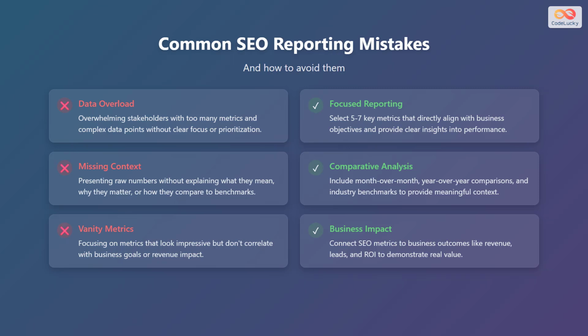Second mistake is missing context, which is presenting raw numbers without explaining what they mean, why they matter, or how they compare to benchmarks. The solution for this is comparative analysis, include month-over-month, year-over-year comparisons, and industry benchmarks to provide meaningful context. The third mistake is focusing on vanity metrics, which look impressive but don't correlate with business goals or revenue impact. The solution for this is business impact, connecting search engine optimization metrics to business outcomes like revenue, leads, and return on investment to demonstrate real value.